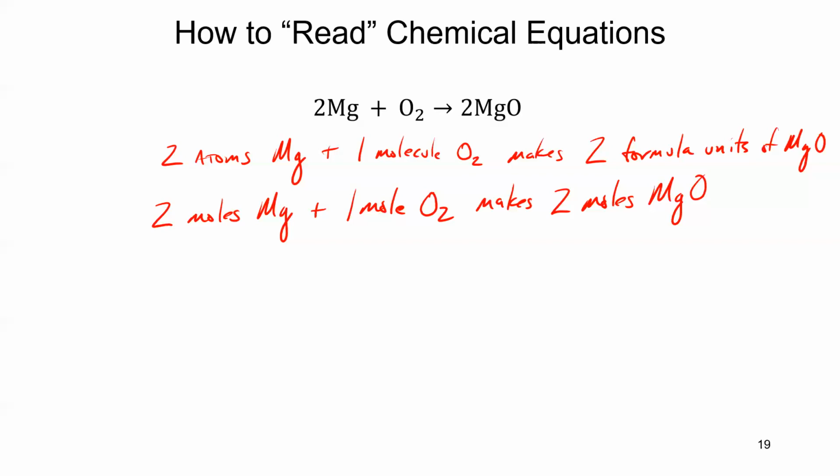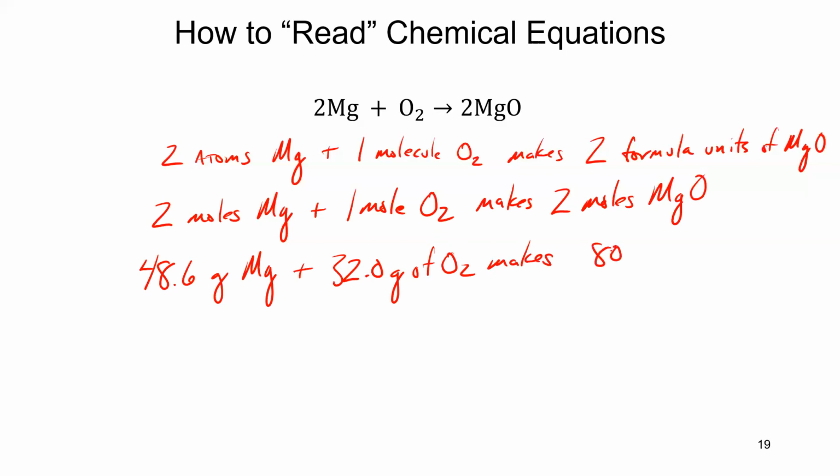There's one more way that we can think about it, and that would be to convert these moles to grams. We could do it in AMU as well, but I'll just do it in grams. So 2 moles of magnesium has a mass of 48.6 grams. A mole of O2 weighs 32 grams of oxygen. That's going to make 80.6 grams of MgO. Perfectly legitimate way to think about it as well. We just convert those moles to grams.